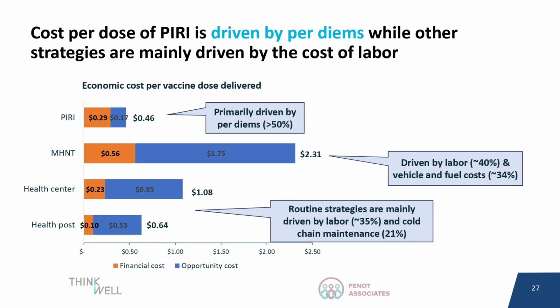To see the unit costs in terms of cost per dose, PIRI has a unit cost of about 0.64. The mobile health and nutrition team is more costly. It costs about 2.3 per dose. Health center also costs about $1 per dose. Next, please.